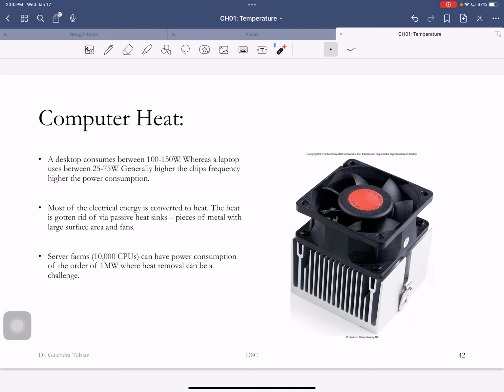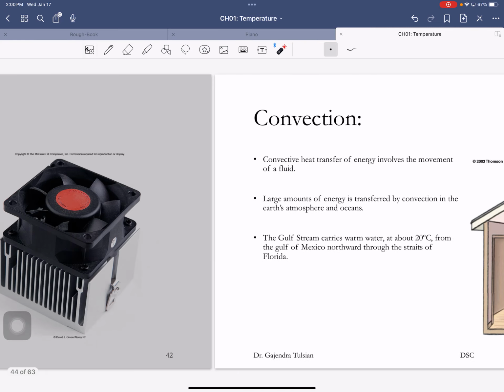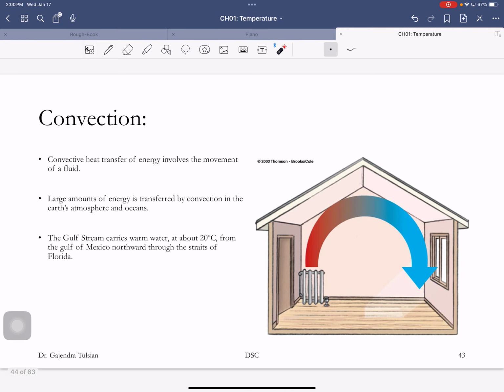An individual CPU sits on a metal heat sink, and then you blow air through there. That's how you cool the chip. Okay, I've got 20 more minutes. I have to finish this.